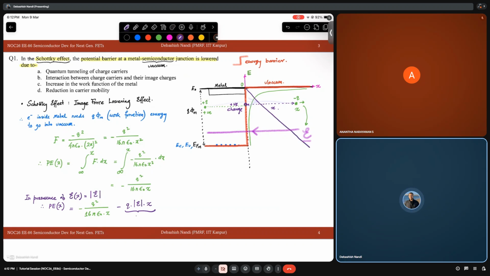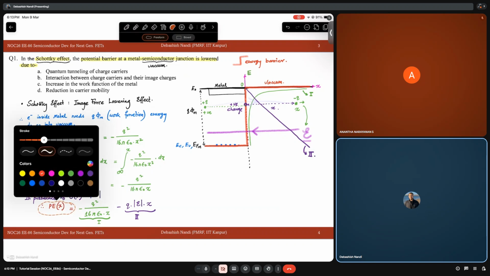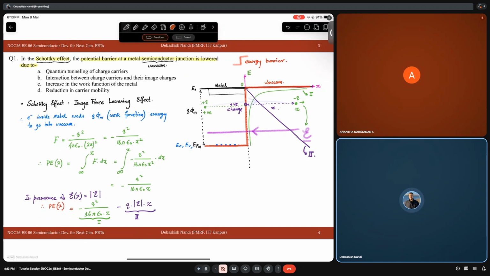So this is my term 1 and this is my term 2. Now how will PE of X, this quantity, look like? Let's make it red. I'm just drawing, you can confirm. It will look something like this. Does that make sense?